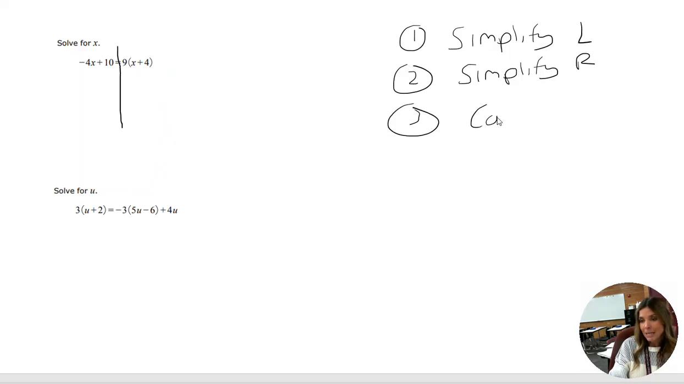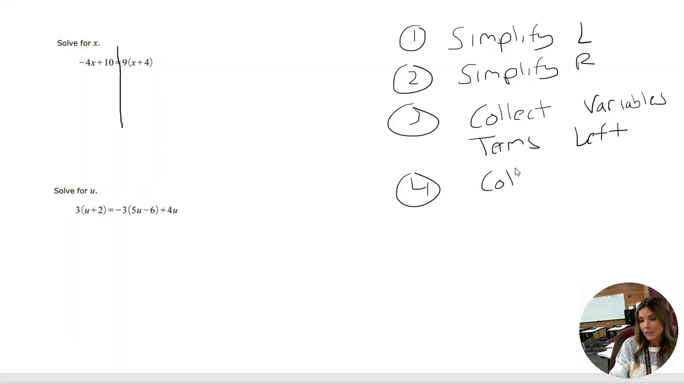Step number 3 is to collect the variable terms on the left, which means we don't want any number terms on the left. And then step number 4 is to collect the number terms on the right. So here we go.